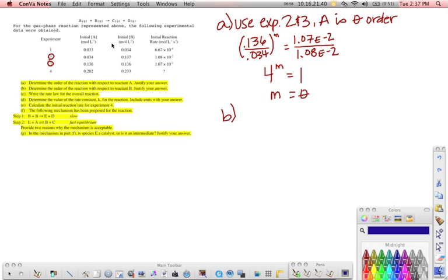And for this one, we want B to change and we want A to stay the same. You notice these two numbers are pretty much the same. So we're going to use experiments 1 and 2.